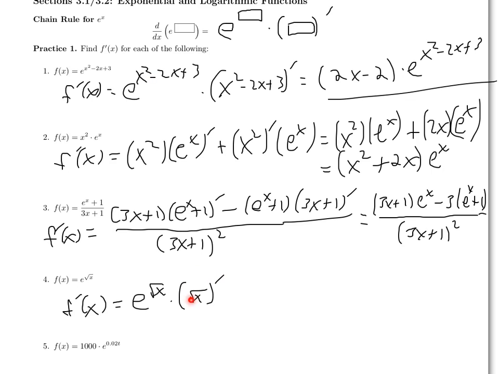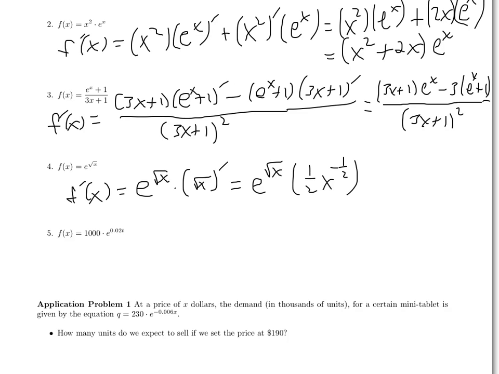To do this, we would want to rewrite that as x to the 1/2 and do our normal power rule with that. So if I do that, I'll have e to the square root of x, and then times 1/2 x to the minus 1/2. And again, that's simplified, but you can rewrite that with square roots and fractions instead of negative exponents, if you want to. Number 5, the derivative here, the 1,000 we just leave alone.